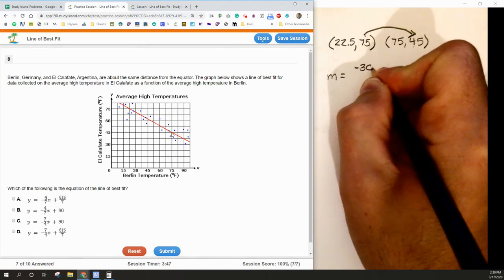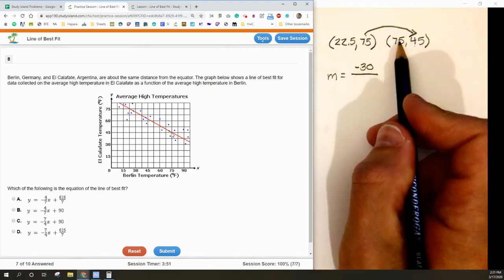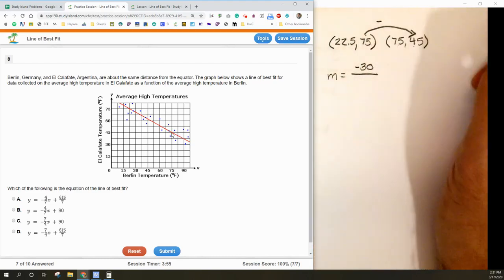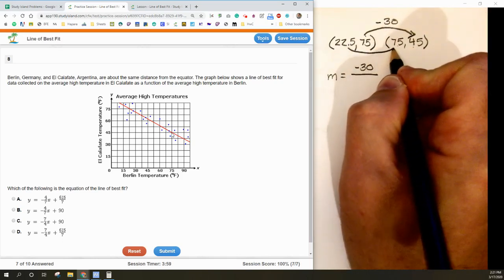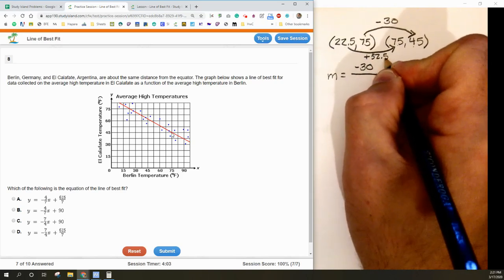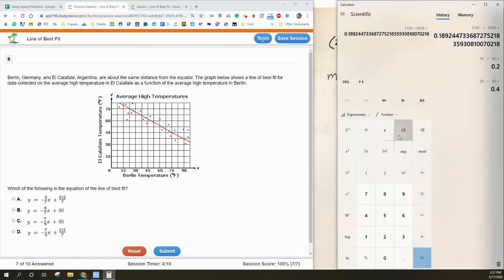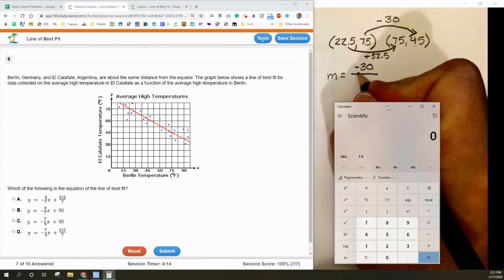So minus 30 over. And then how do we get from 22 and a half to 75? Again, it's a simple subtraction problem, whereas 75 to 45 is going down 30. Going from 22.5 to 75 is going up by 52.5. Feel free to use a calculator when you're doing these problems. If you have a calculator, it's a simple subtraction problem that you can put into the calculator in order to identify these points.